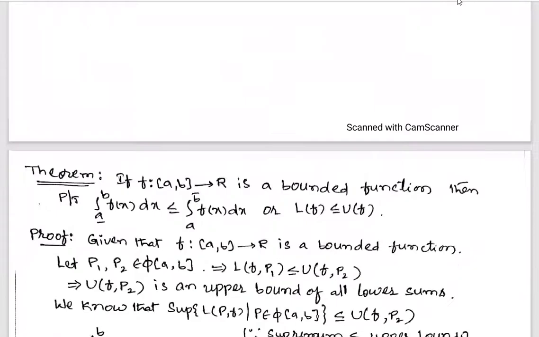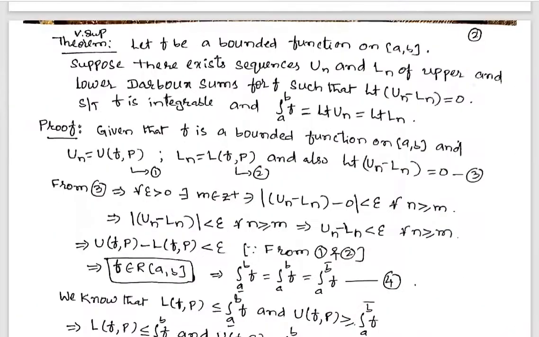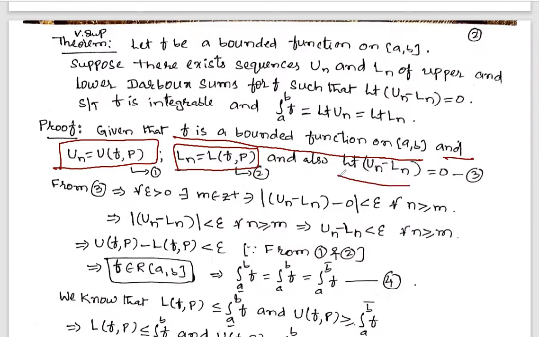So let's just look into this theorem. What is it that they told us, what is it that they gave? F is a bounded function on [a, b], and the extra conditions are also given: Un equals U(f, P), Ln equals L(f, P), and the limit of Un minus Ln equals 0.